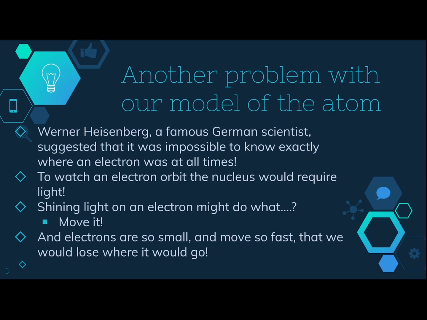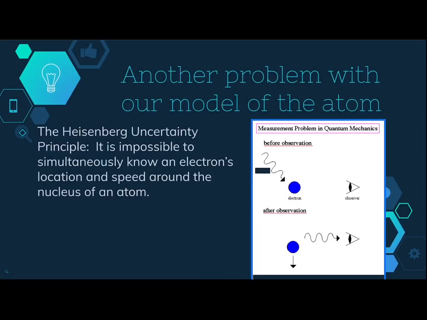If we wanted to watch an electron orbit the nucleus, this requires some kind of light. But last class we talked about how light waves have photons, and if a photon has enough energy, it can move an electron. So shining the light on an electron will move it. Electrons are so small and move so fast that we would lose where they go. We wouldn't be able to know where they are.